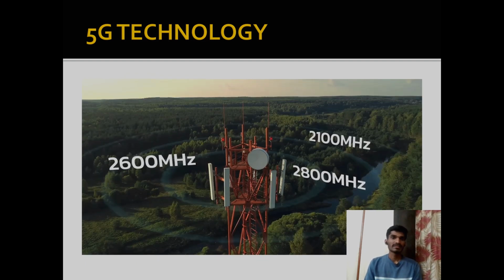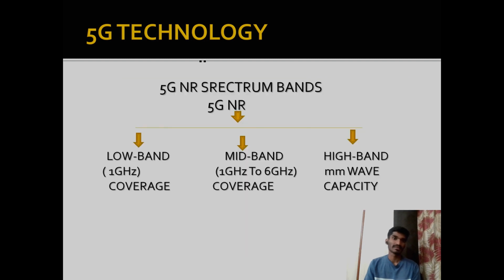You can see in this picture that 2600 megahertz, 2100 megahertz, 2800 megahertz, these are the frequency bands which give less coverage area, but the speed of network will be more as compared to the 700 megahertz band and 800 megahertz band. So 5G spectrum bands include low band, mid band, and high band.